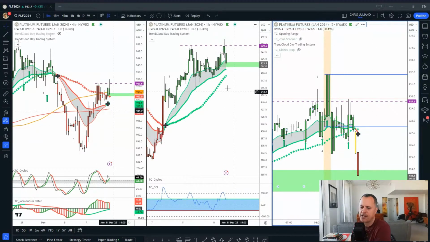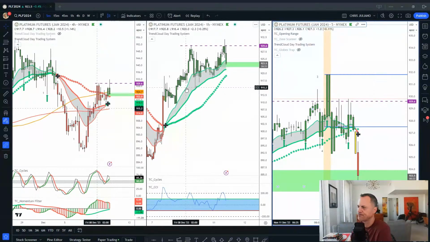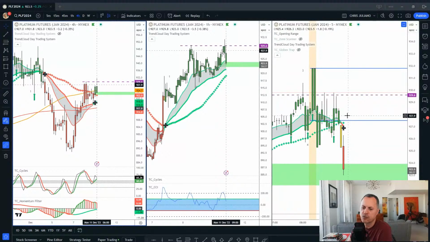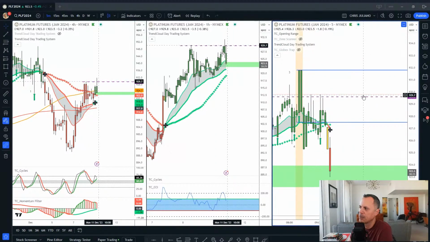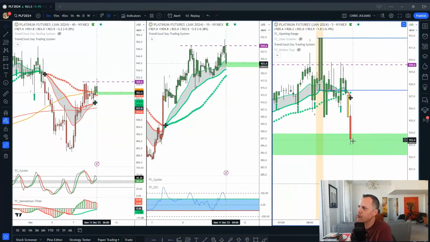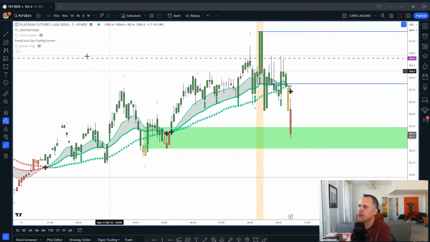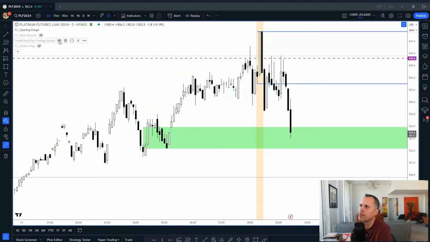Tanjiro? Kamado, hello. All right, we are going over the metals market here, and we're using our TrendCloud system. Okay, and here we go. So we've pulled back into that area here, on the 5-minute chart.